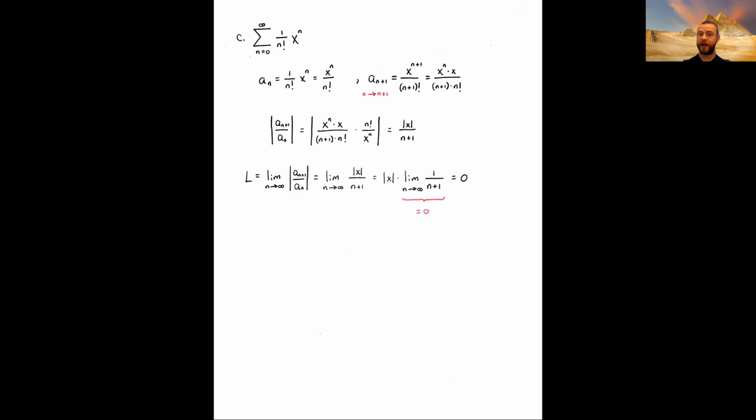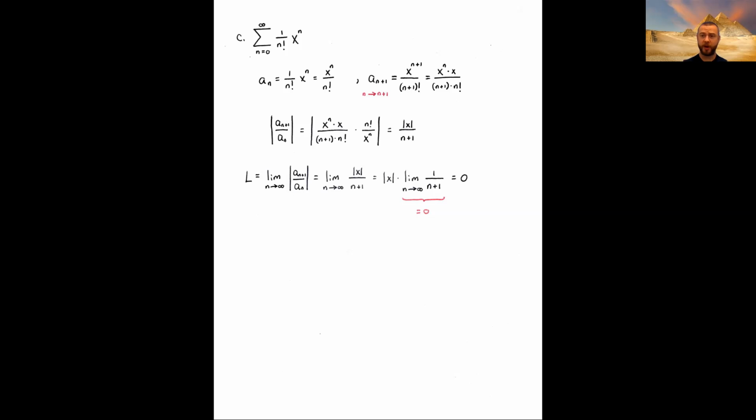And we can again use our exponent trick to rewrite x to the n plus 1 as x to the n times x. We use our factorial trick in the denominator to rewrite n plus 1 factorial as n plus 1 times the previous factorial, n factorial. Again, go back and review when we introduced factorial, specifically when applying the ratio test.